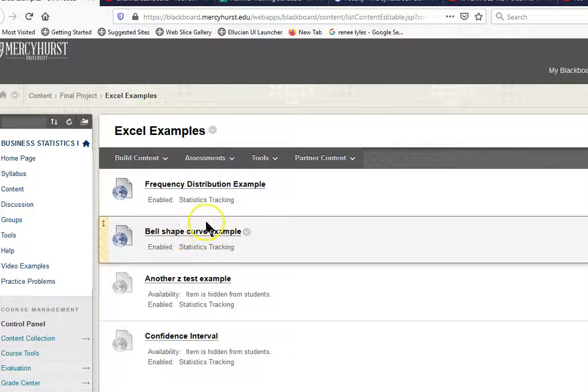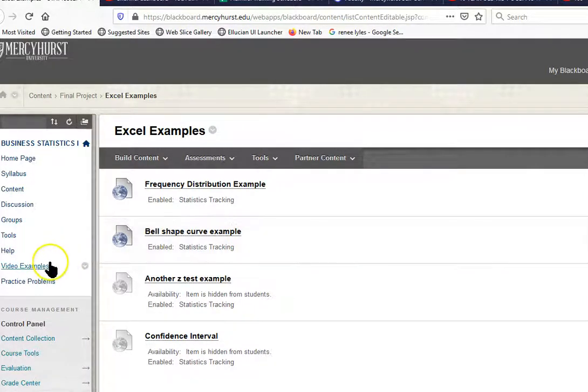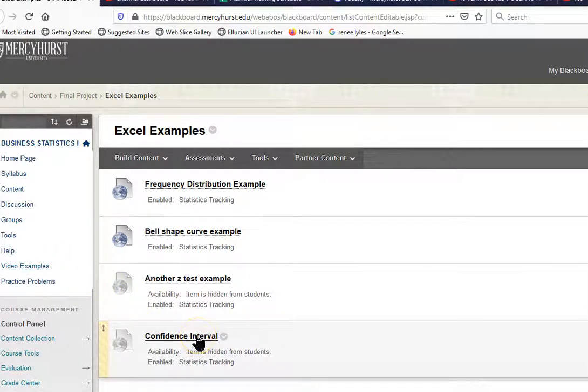Okay, so right here, this is how you can draw a bell-shaped curve in Excel, or yeah, in PowerPoint. Okay. Yesterday I posted 2 video examples for how to do confidence intervals and how to do hypothesis testing.